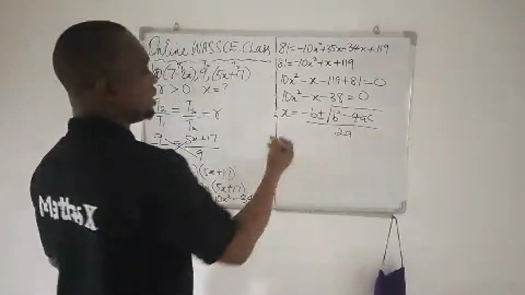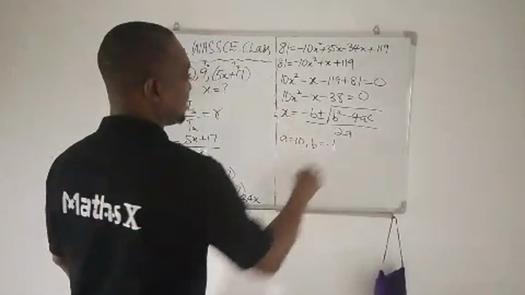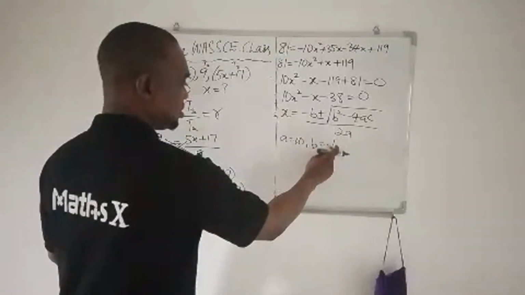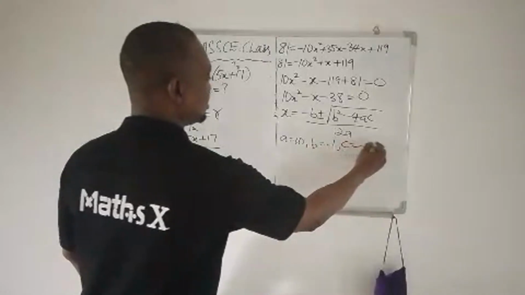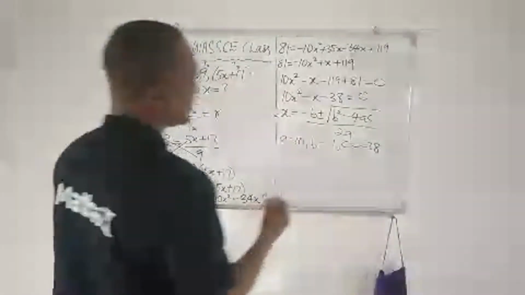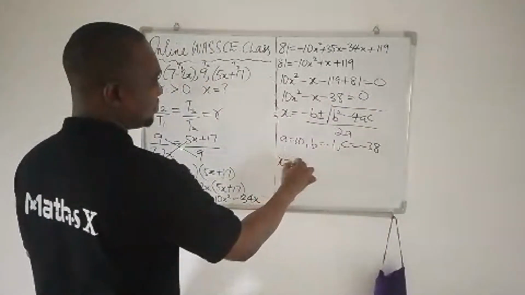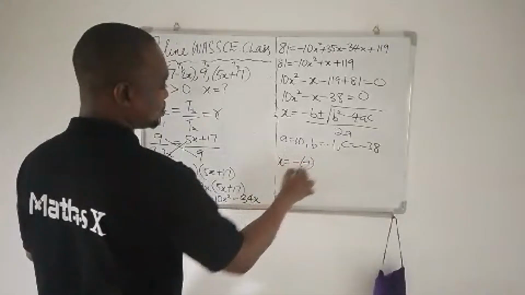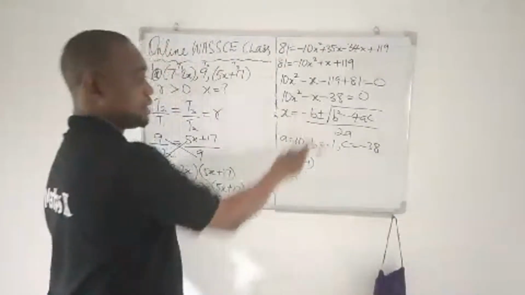And what is my a? My a is 10, my b is minus 1, my c is minus 38. So doing that, I have here that my x will be minus b, which is minus minus 1, because b is minus 1. So minus minus 1.